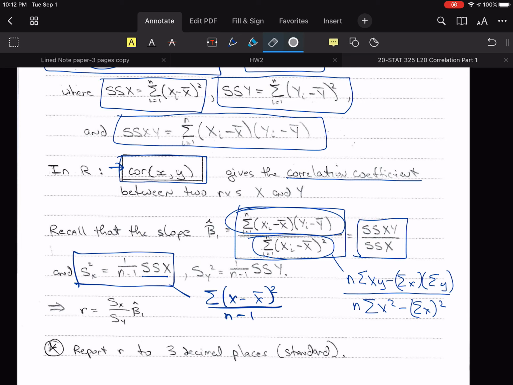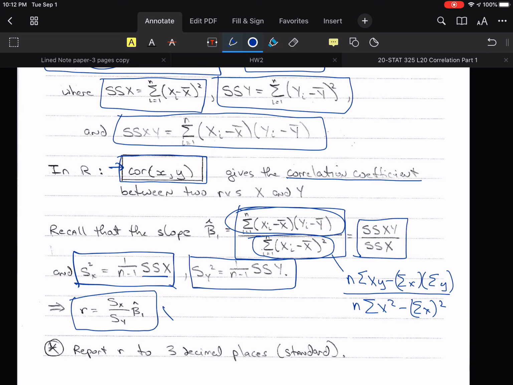But we can also write y, as we've talked about, in the same form here. And now we have 1 over n minus 1 times SSY, and that gives us this alternate equation for R, which is sometimes very handy.